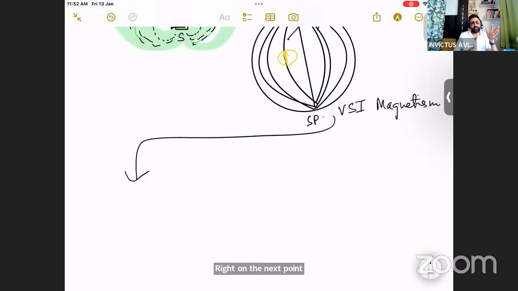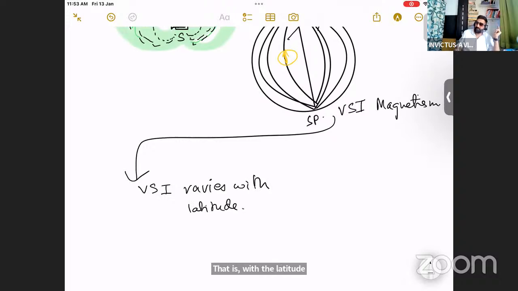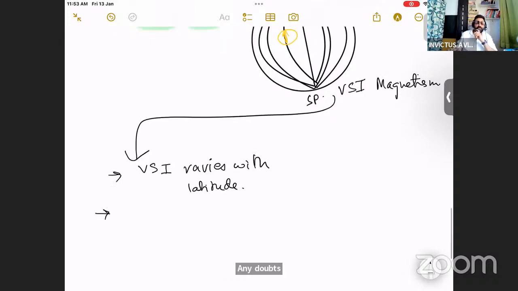VSI magnetism varies with latitude. It means the induction of the VSI magnetic field will vary from latitude to latitude for any aircraft. It will not be the same. Aircraft's VSI, aircraft soft iron magnetism, vertical soft iron magnetism will also vary with the latitude. Any doubts? Next point.